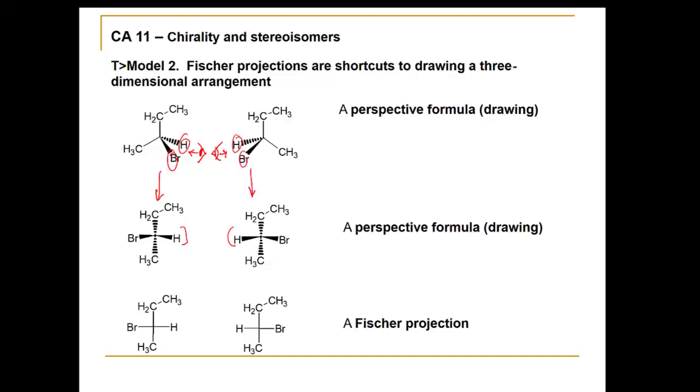Okay, so that's important. Further, those atoms that are on the horizontal have to be coming out at us, whereas those atoms that are on the vertical must be going back. And then what Fischer did is he just used straight lines, but he understood that those things that are on the horizontal are in fact coming out at us. Okay, so he doesn't write that, but he understands that those things on the horizontal are coming out at us and those things on the vertical are going back. So that's the Fischer projection.